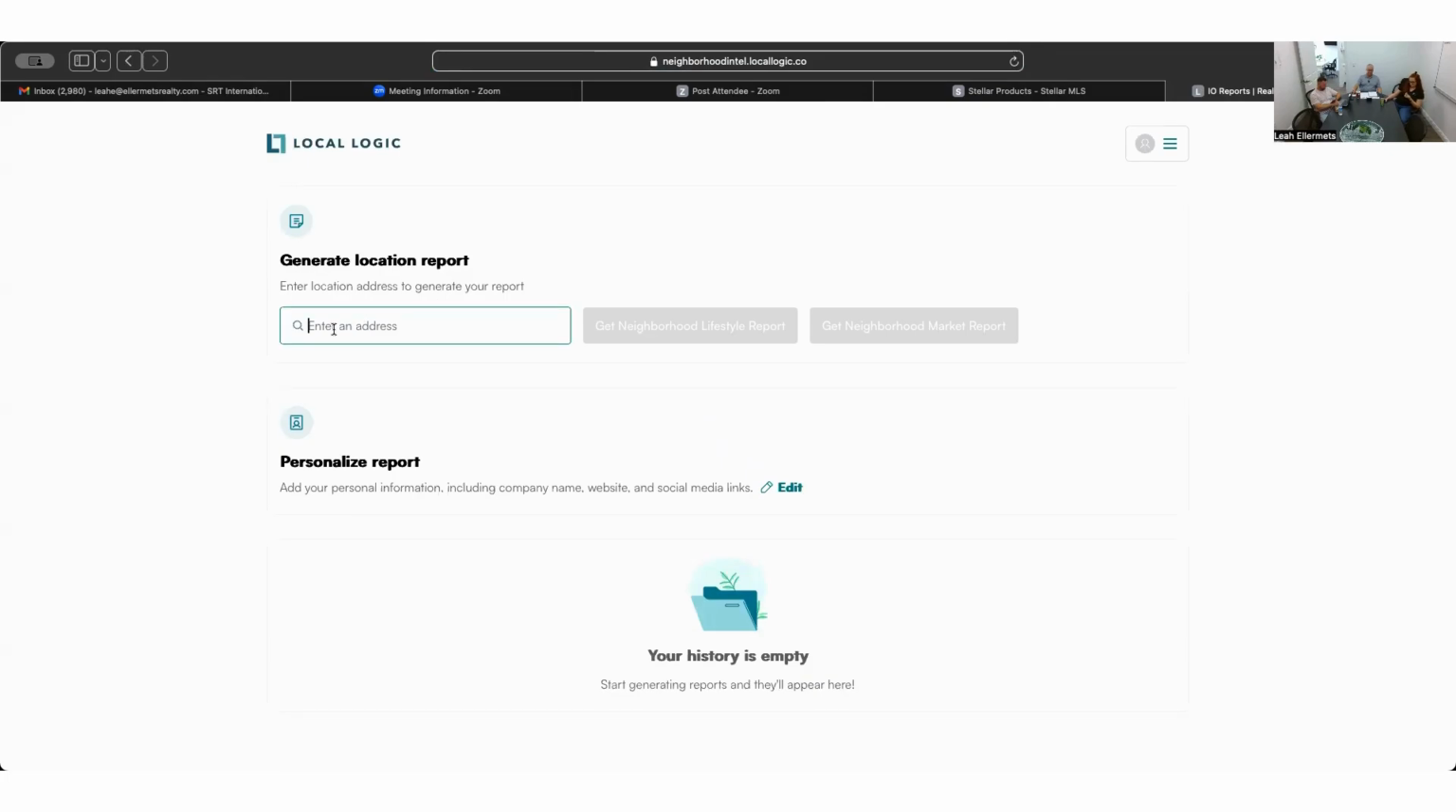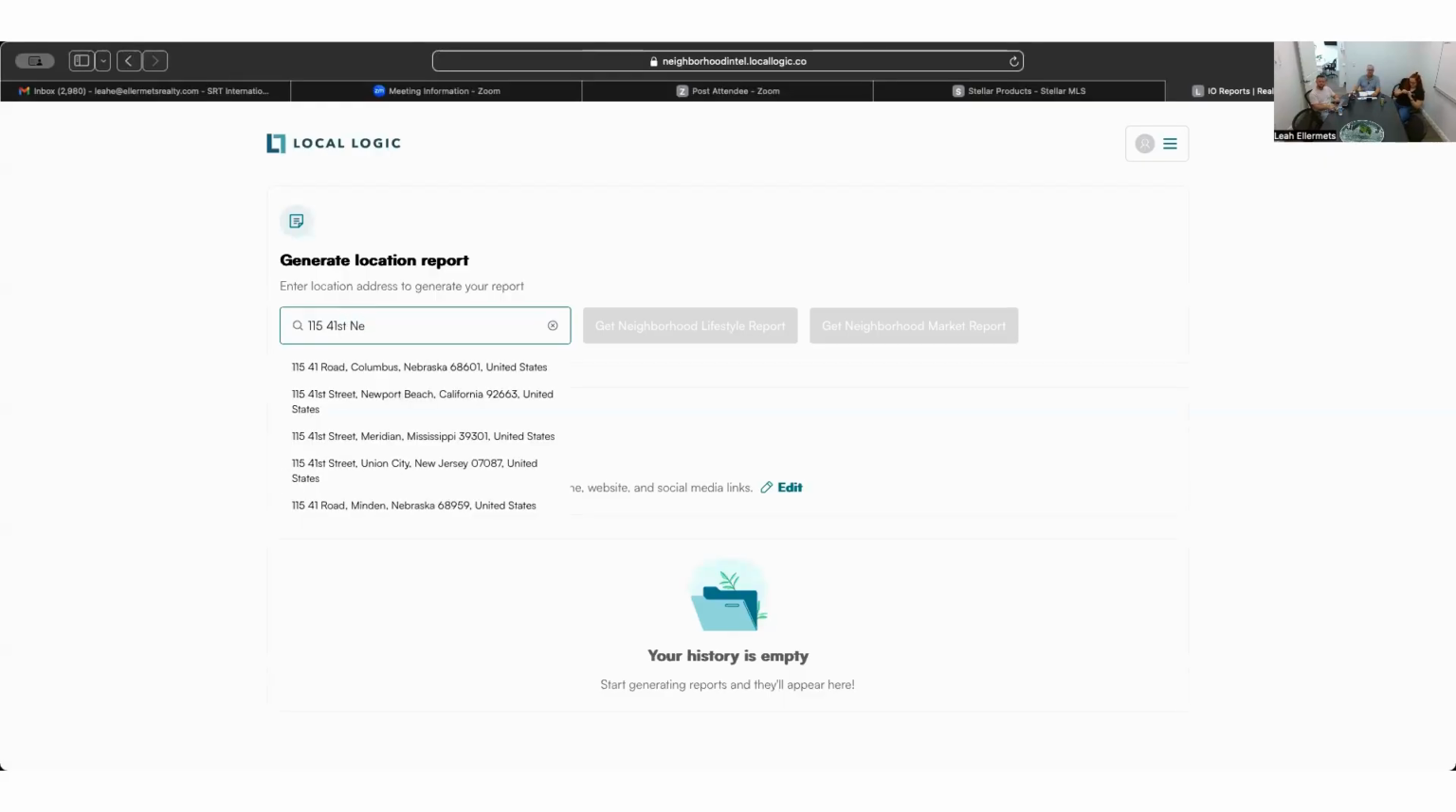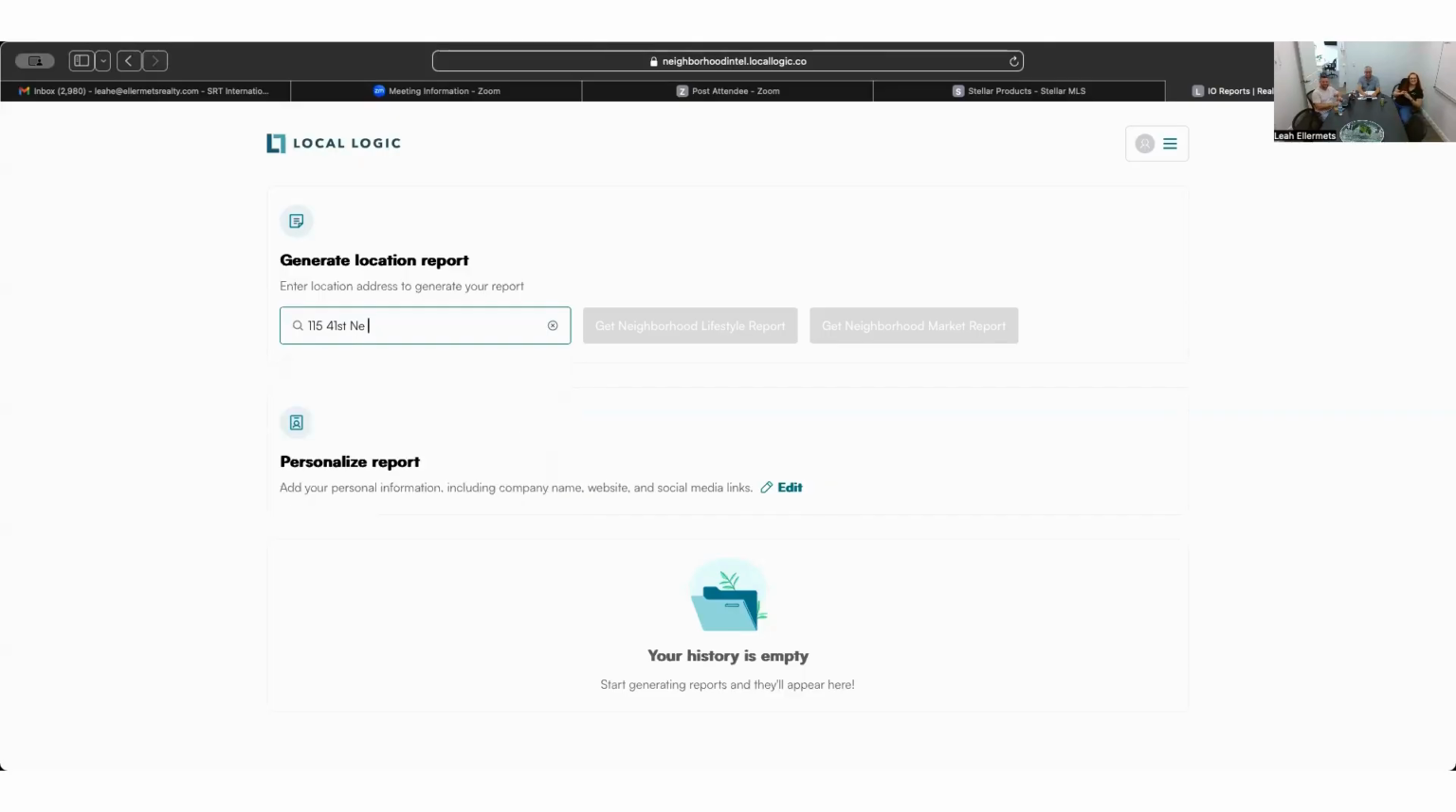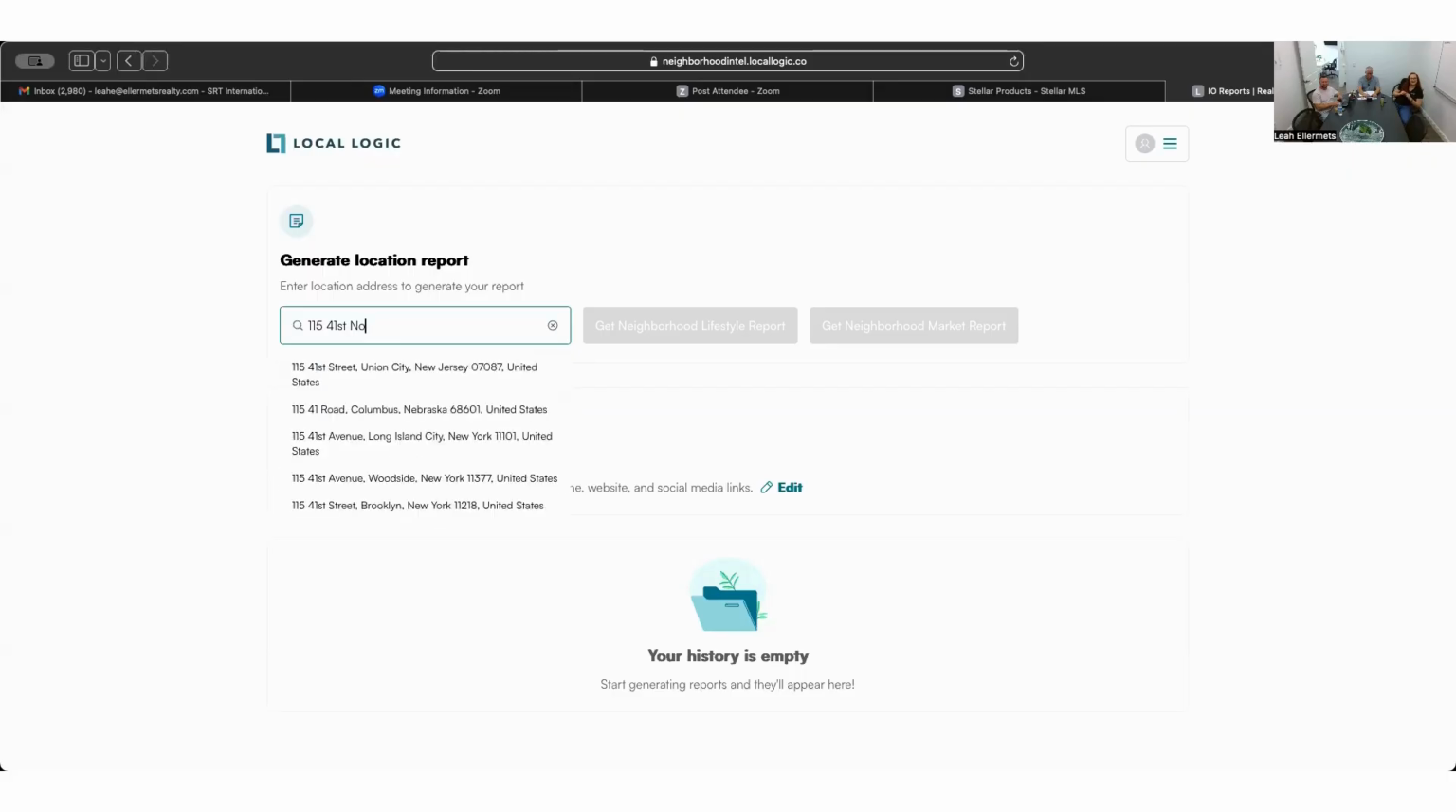But here, you can put an address in. What address do we want to use, guys? 117... 41st. No, 115 41st. Oh, my address? 115 41st Street Northeast. And it'll come up with where? What the heck? Let me try it this way.